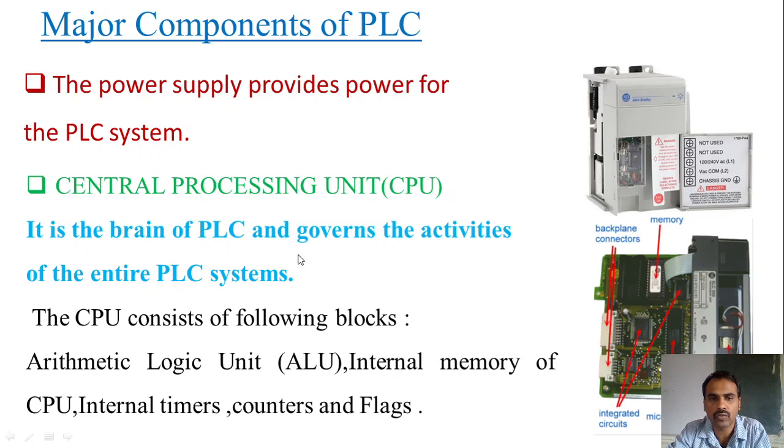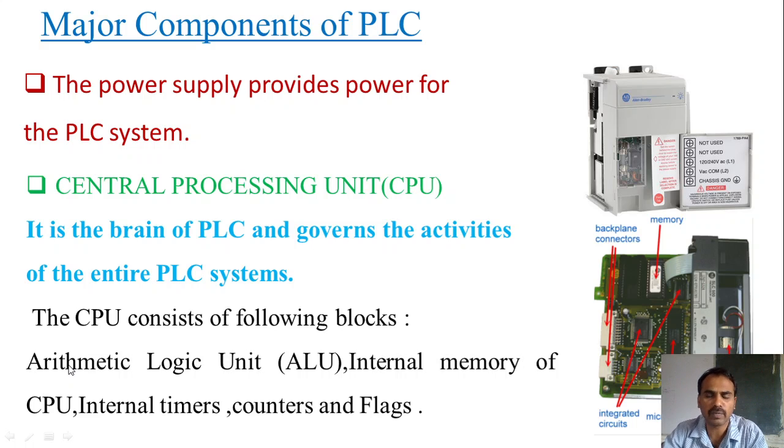So you can see which will govern all the activities run by the PLC system. The entire activities are controlled by this CPU. You can see here how the central processing unit of a PLC looks, which will have many integrated circuits, a microprocessor, and also a memory unit. The CPU normally consists of these kinds of blocks: an ALU, arithmetic logic unit, internal memory for the CPU, and internal timers, counters, and clocks.